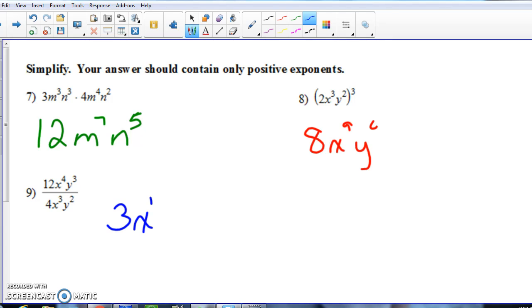Similar with my y's, I have a y to the 3rd in the numerator, y to the 2nd in the denominator. 3 minus 2 gives me y to the 1st, or just y.